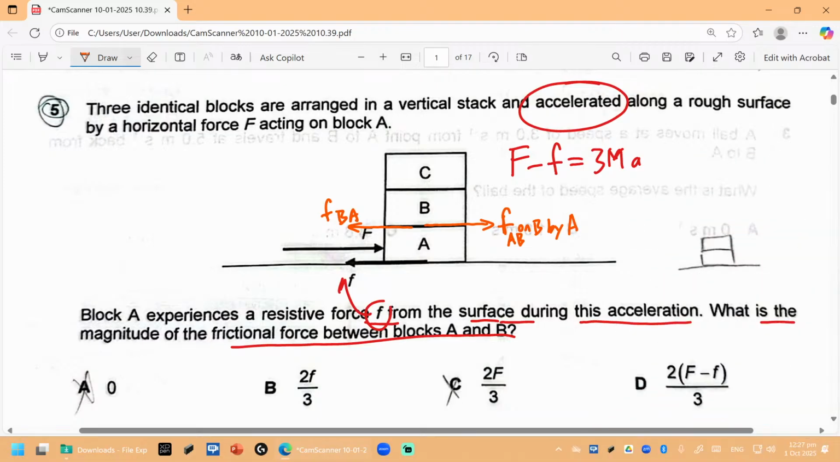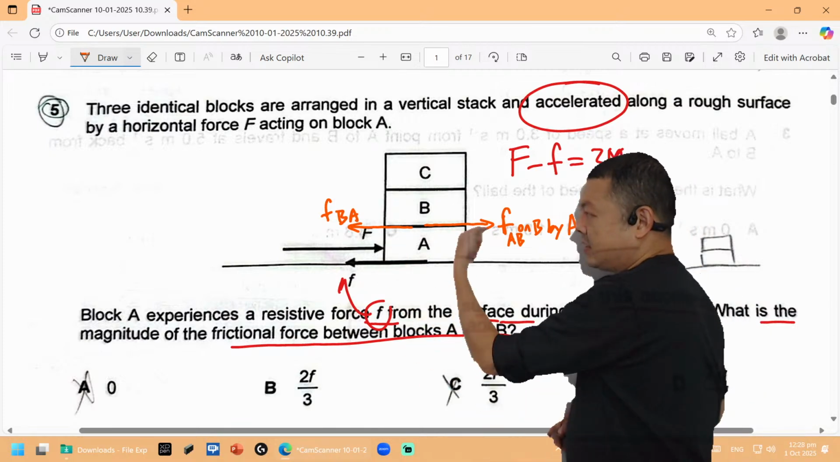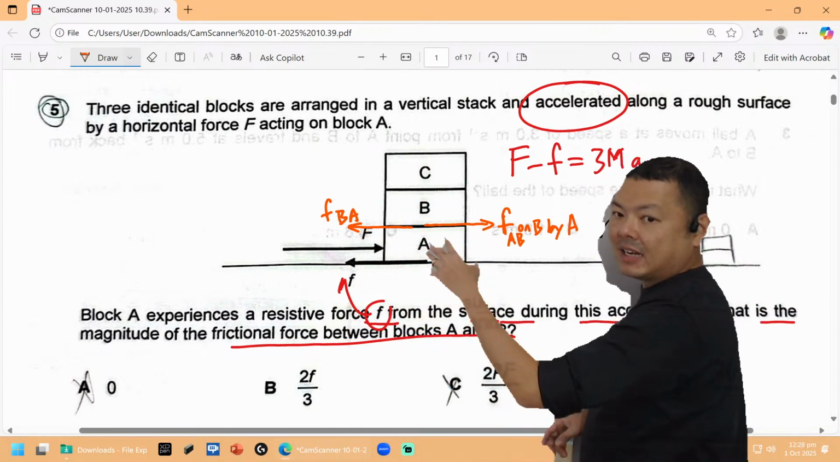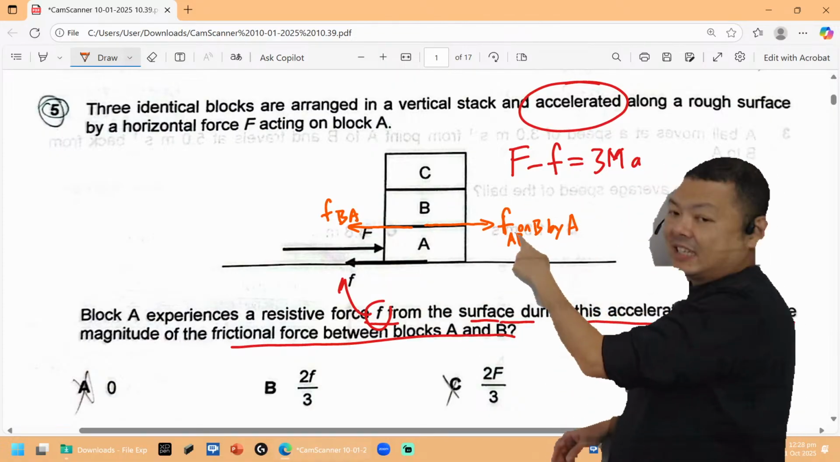So one more time, if you really need to remind yourself of this in the exam hall, you put your calculator on top, you take a piece of paper and you pull it like that. Then you think about it yourself. There is a friction acting forwards on the object that's stacked on top, that's causing them to move together.